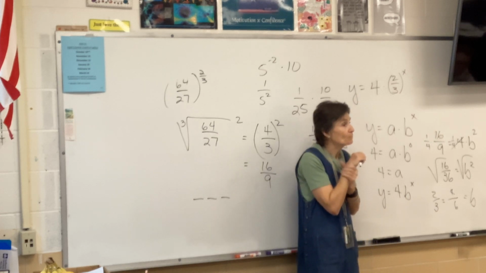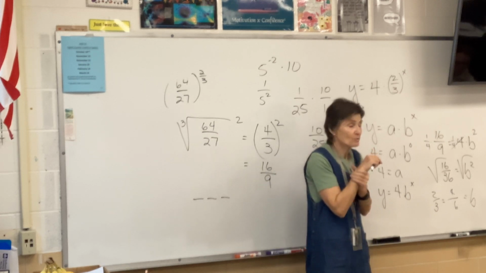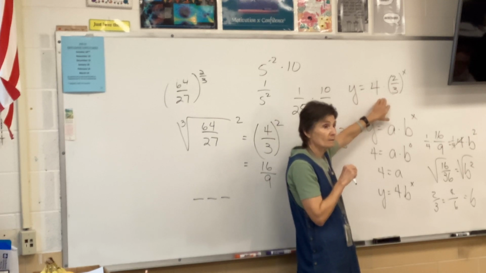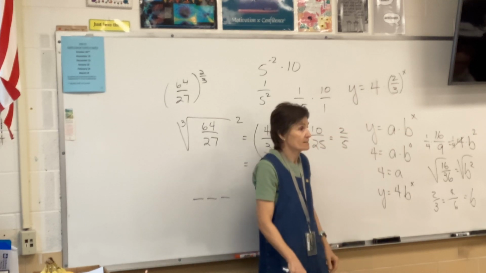What's the initial value? 62. A is your initial value. So just like in this problem, our initial value was 4. In this one, the initial value is 62.